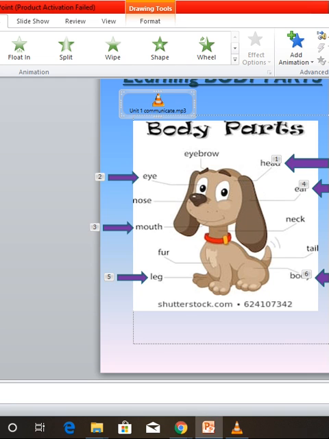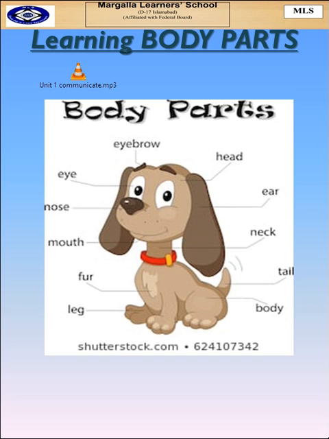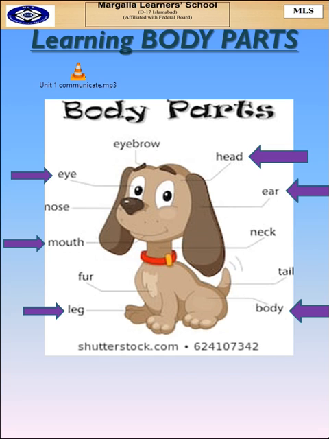14. Communicate. Words. A. Listen and point to the words. Listen again and say the words. Head, eye, ear, mouth, leg, body.